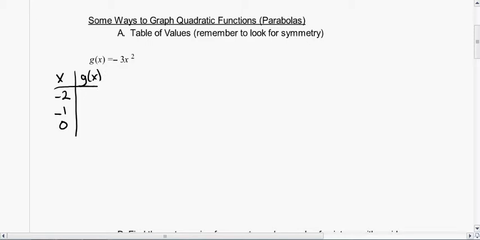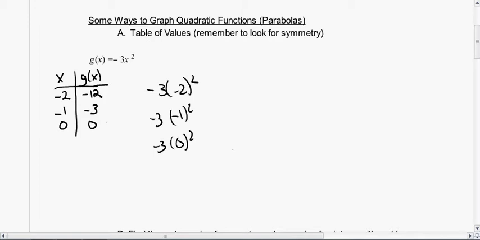This column will be my g of x column, and I'm just plugging those values into the original function. -3 times -2 squared. -2 squared is 4. 4 times -3 gives me a -12. And if I plug in -1, -1 squared is 1. 1 times -3 is -3. And of course, if I plug in 0, 0 squared is 0, times the -3 is still 0.